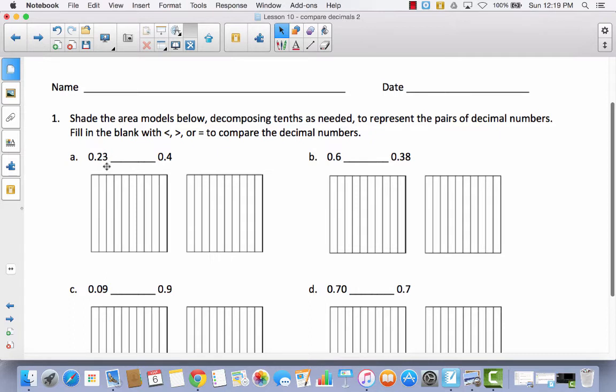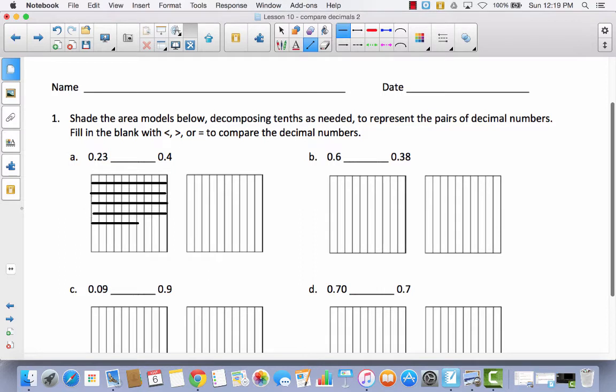So the first one we're going to shade 23 hundredths. So because this is hundredths, I'm going to have to decompose this area model into hundredths. So let's go ahead and do that. Let's decompose. So I want you to do the same thing. Go ahead and make your area model show hundredths instead of tenths. You should be getting really good at decomposing.